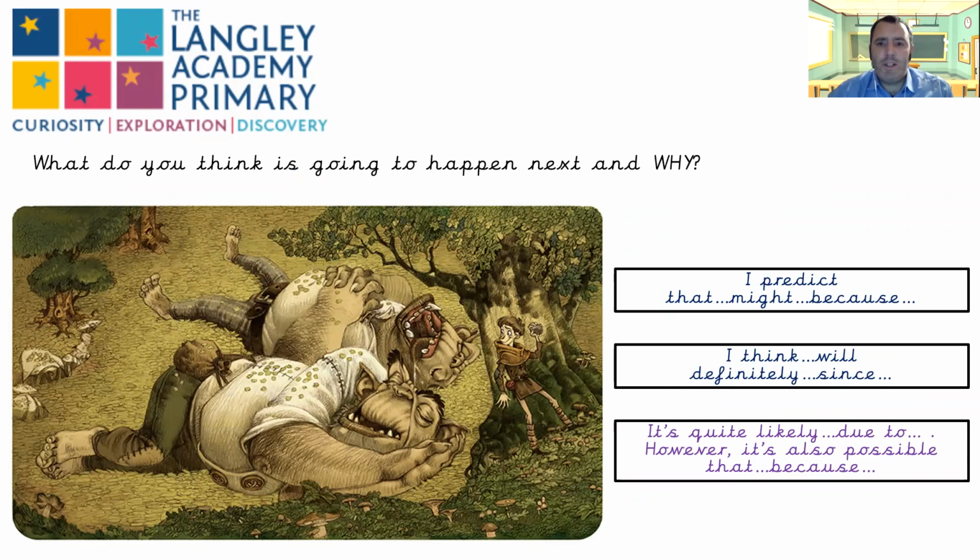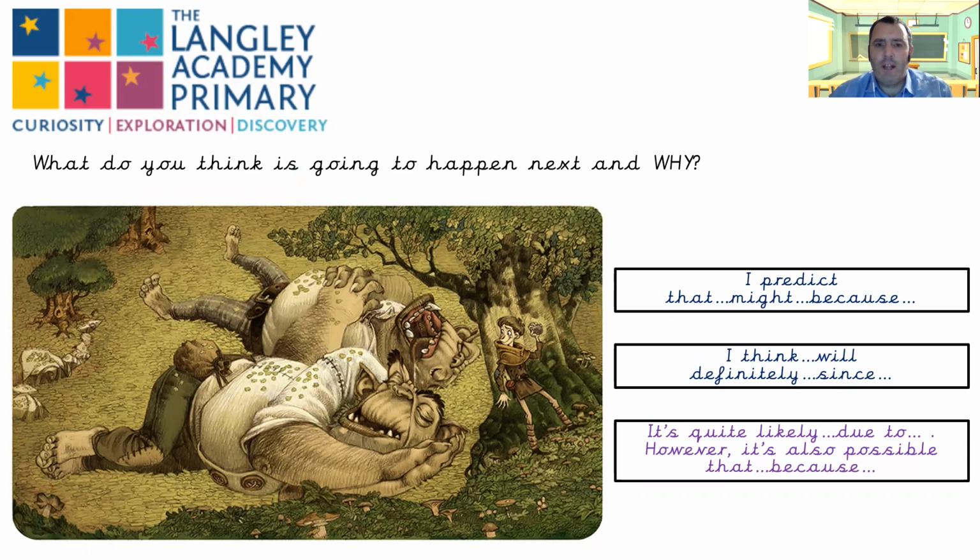So, same questions again. We're going to use those key sentences we've just been through. We're going to look at the next image. What do you think is going to happen next and why? So that's the important bit. Why is it going to happen? So we've got our key sentences.